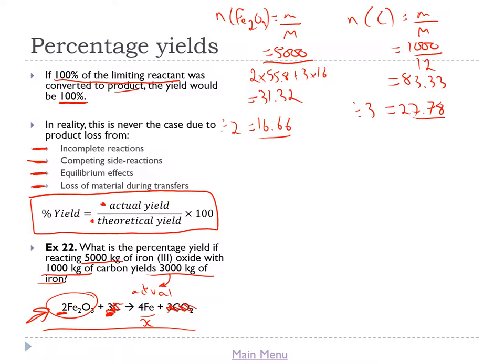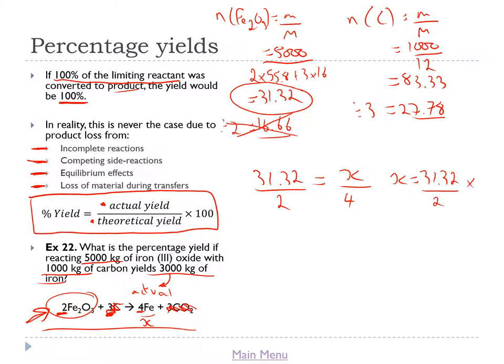Now, when we do the mole ratio problem, we are not going to use that 16.66. We are going to use our number of moles here that we've calculated. So we're going to say 31.32 over 2, that's the coefficient from the equation, equals X, our unknown number of moles of iron, over 4, the coefficient from the equation. So X equals 31.32 over 2 times 4, which equals 62.64 moles of Fe.